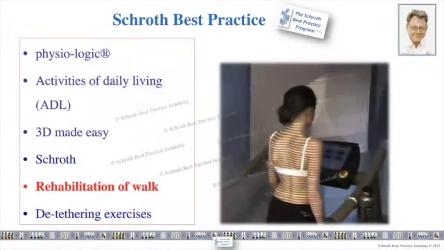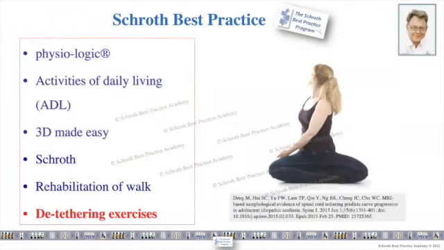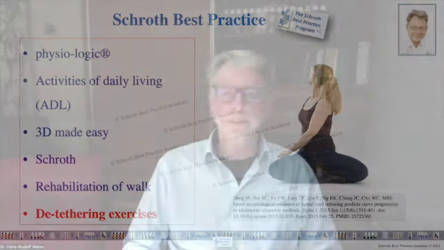The 5th SBP module is the rehabilitation of walk, where we can implement the sagittal corrections from the physiologic program as well as the shoulder girdle corrections from the 3D Made Easy. Finally, the 6th SBP module are the tethering exercises. The background of these exercises is the evidence that in AIS a functional tethering of the spinal cord has been found. Some of these exercises can also be performed at the workplace.